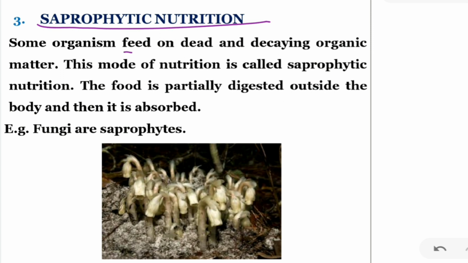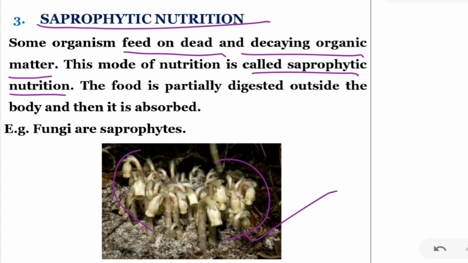Now we come to the next type of nutrition, that is saprophytic nutrition. Some organisms feed on dead and decaying organic matter. This mode of nutrition we call saprophytic nutrition. If you look at this image, these are some of the saprophytes. These are mainly fungus. Majority of the fungus are saprophytic in nature. They take nourishment from this dead and decaying matter. The food is partially digested outside the body and then it is absorbed.